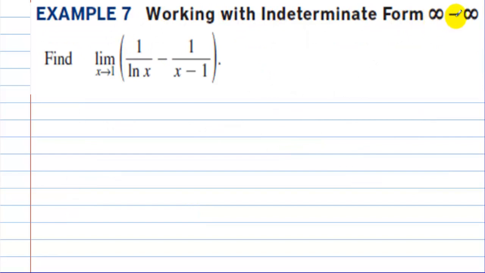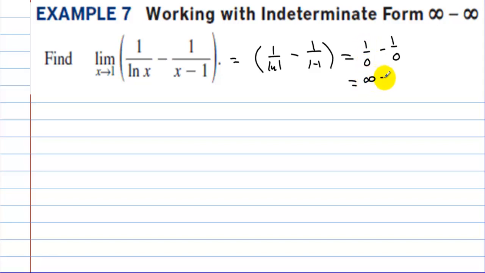Working with the indeterminate form infinity minus infinity. Find the limit as x approaches 1 of 1 over natural log of x minus 1 over x minus 1. If we plug the 1 into the functions, we get 1 over natural log of 1 minus 1 over 1 minus 1. That's equal to 1 over 0 minus 1 over 0. And if you approach 0, that's like having extremely small numbers. When you have not a large number, but a number divided by a really, really small one, that's infinity. So this is actually infinity minus infinity.